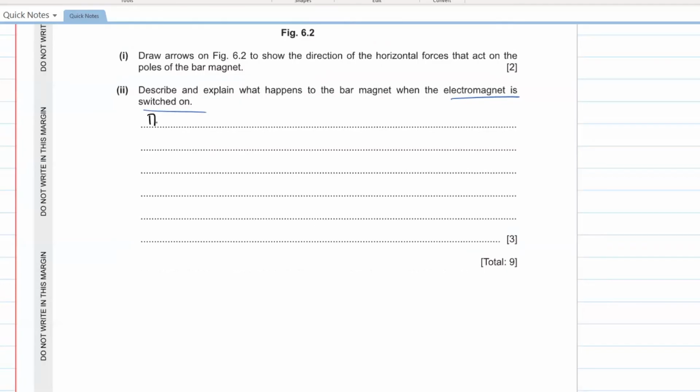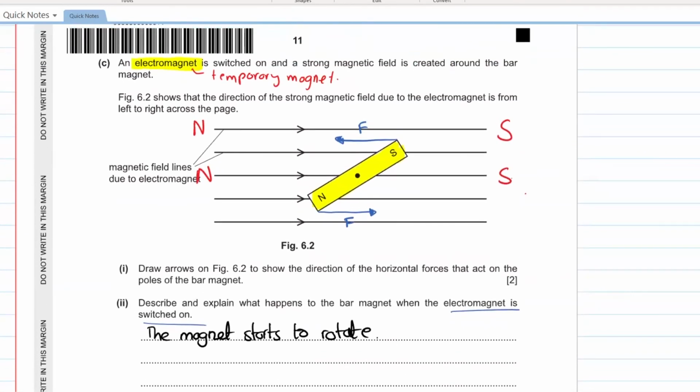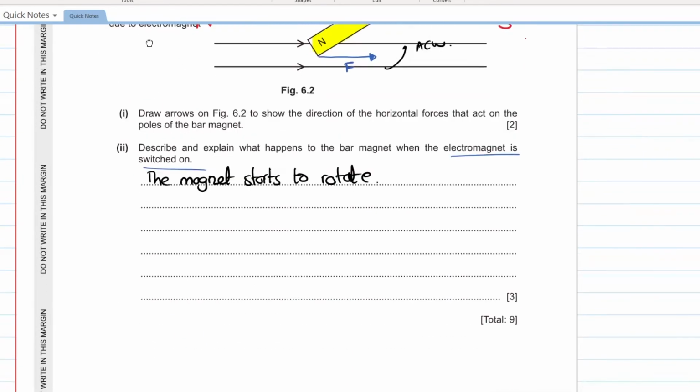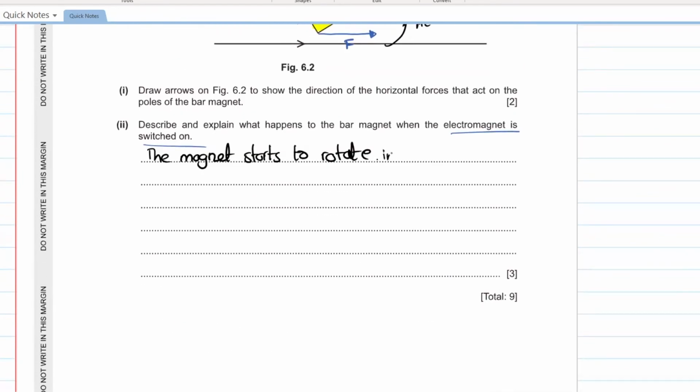The magnet starts to rotate. In which direction? You can also tell the direction. The magnet starts to rotate in which direction? This is the anti-clockwise direction. The magnet starts to rotate in the anti-clockwise direction. Why?